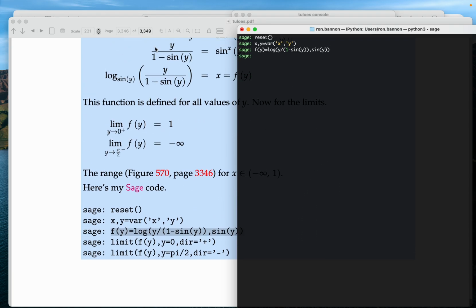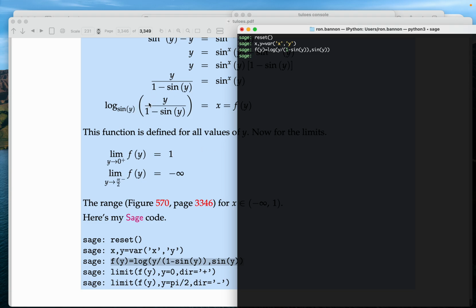What I'm typing in is log base sine y. The base is over here. Log in Sage is log base a, but when I say the base is sine y, it's going to interpret it as the base is sine y. What's the argument? y over 1 minus sine y.